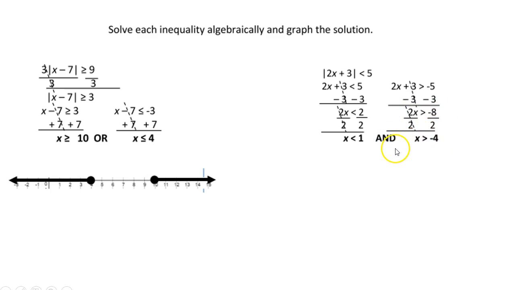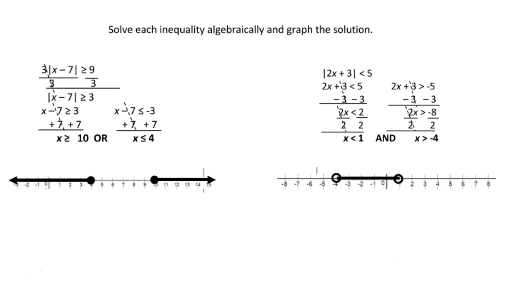So we have "and" here, and it's "and" because x has got to be in between these two numbers. X needs to be less than 1. X has got to be bigger than negative 4. So x has to be in between negative 4 and 1. And notice that these circles are not colored in because this is not an "or equal to" situation. It can't be those numbers. Those are the limits or the boundaries of that, and that's what those look like.